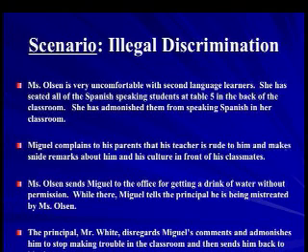Let's take a look now at a scenario based on legal discrimination. Miss Olson is very uncomfortable with her second language learners. She seated all of the Spanish-speaking students at table 5 in the back of the room. She has admonished her students from speaking Spanish in her classroom.